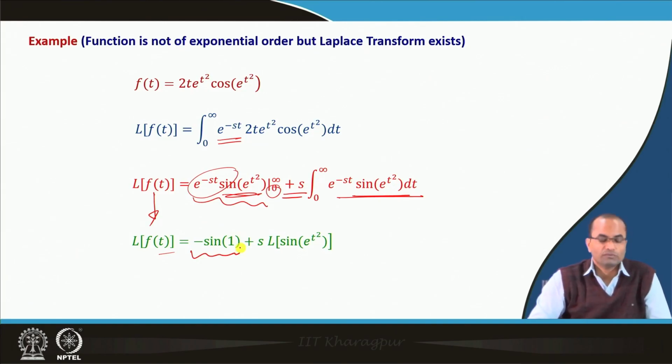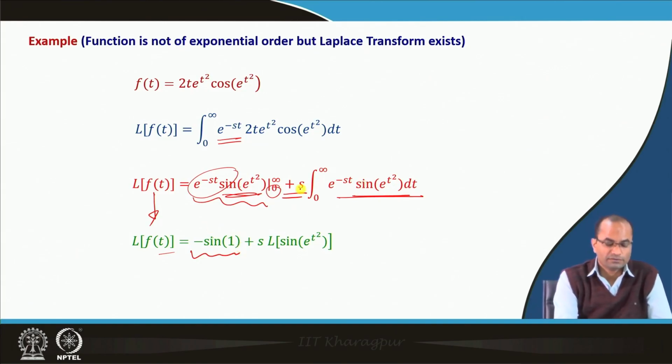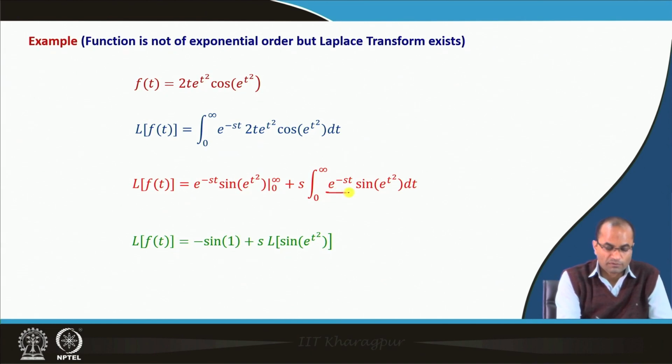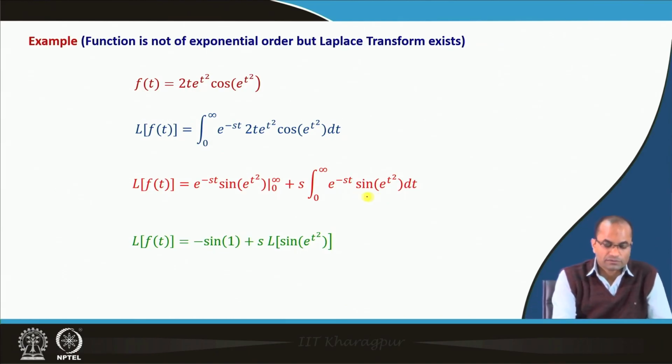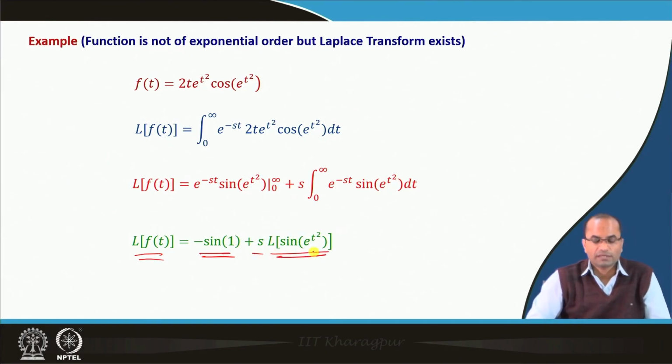So, we have minus sin 1 because of this first term, and the second term, s, you notice that this is the Laplace transform of this function, because we have e power minus s t, and then here a sin e power t square. So, this is the Laplace transform of this sin e power t square, where the product with e power minus s t, and then we have s there. So, Laplace of f t is minus sin 1 plus s times the Laplace of sin e power t square.